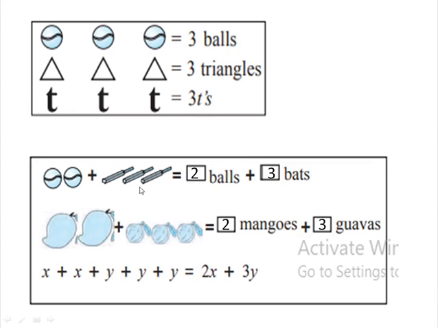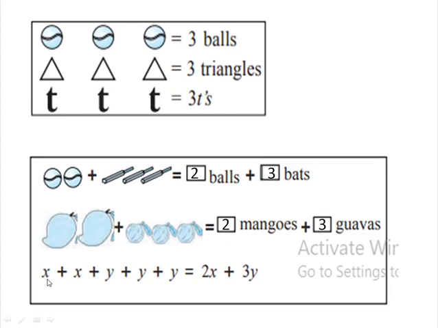Now in this example, here 2 balls and 3 bats are there. So we write it as 2 balls plus 3 bats. Now how many mangoes are there? 2 mangoes. And how many guavas are there? 3. So we write here 2 mangoes plus 3 guavas. So in place of the objects, here alphabets are taken. As the number of objects is the same, in place of 2 balls or 2 mangoes, here 2x is taken.